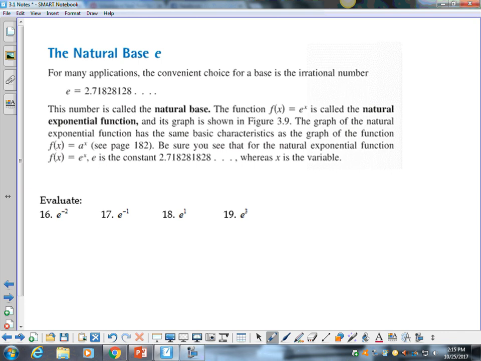Okay, so I need you to make a mental note. 2.7 is bigger than 1. Agree? Store that little fact away for later. You have an e button in your calculator. Can you grab your calculators?